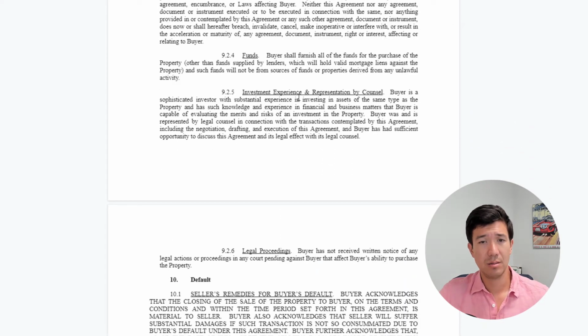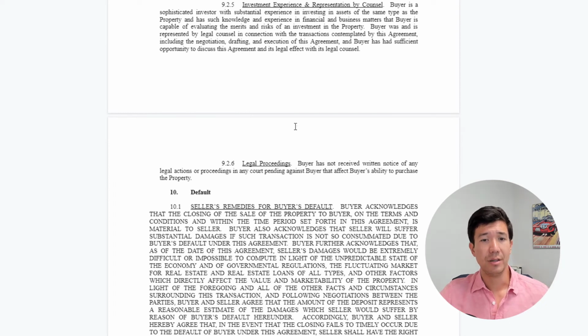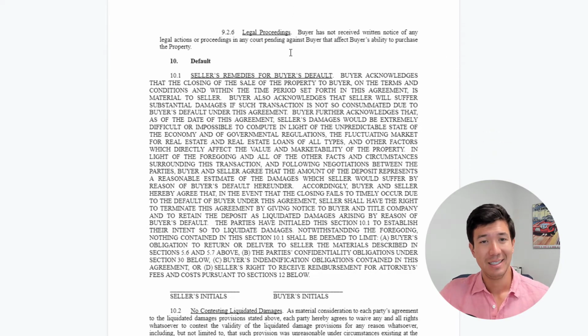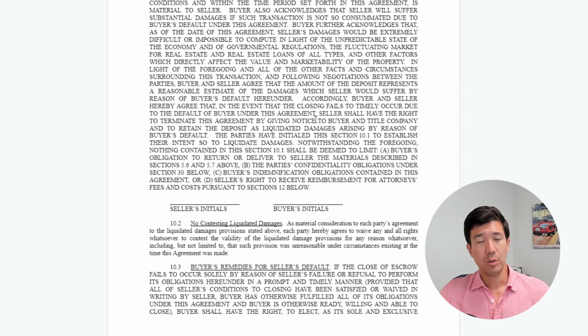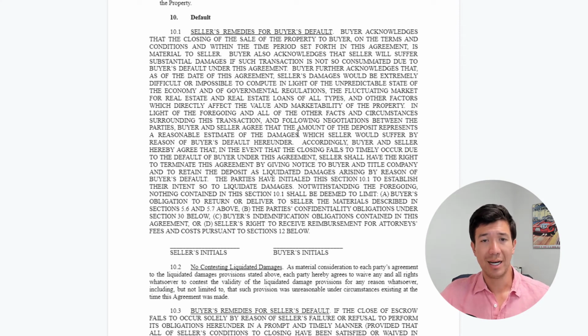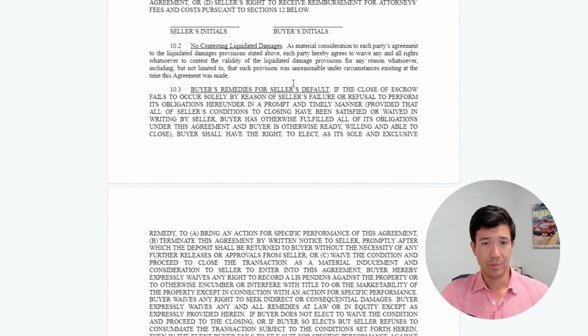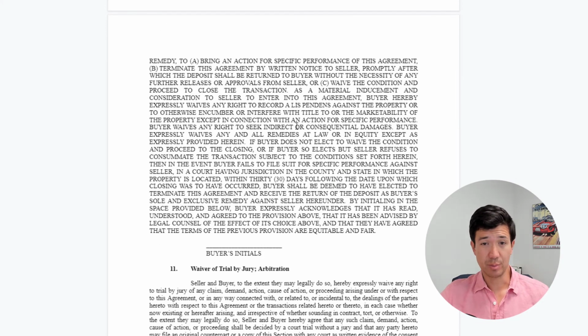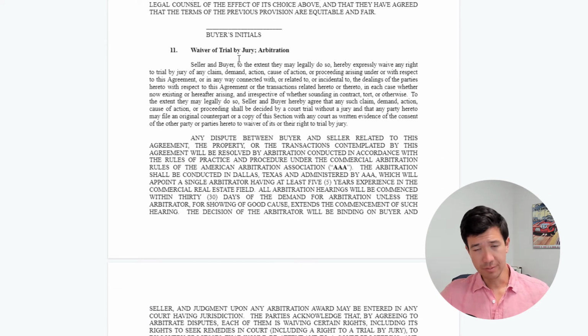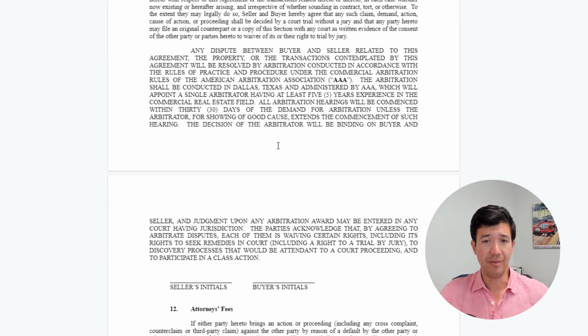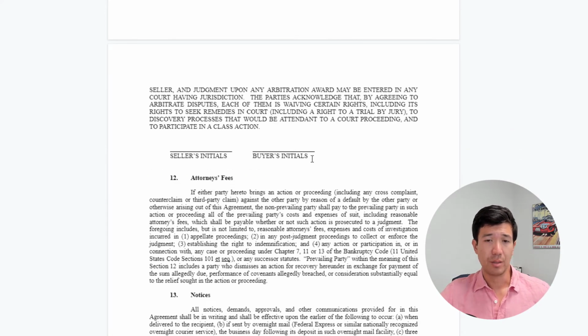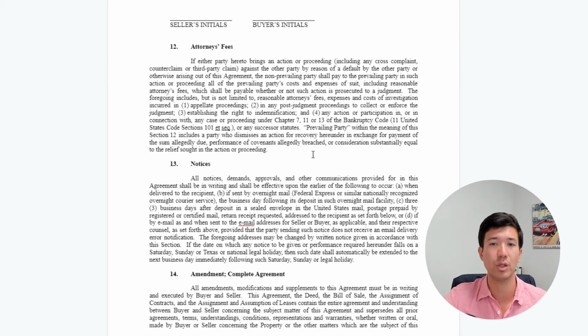These are buyer's representation by counsel. If you're not represented by counsel, I would strike these types of things and get a lawyer. Default, again, you want to limit their remedy to just taking the earnest money, not really forcing specific performance and going after you. No contesting liquidated damages. Buyer's remedy is specific performance. Waiver of trial, this is really favoring the seller, but AAA, that's fine. We're okay with arbitration. Just really depends on what your policies are as a client.